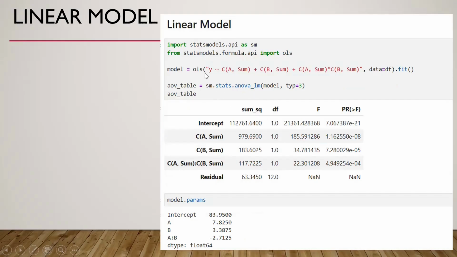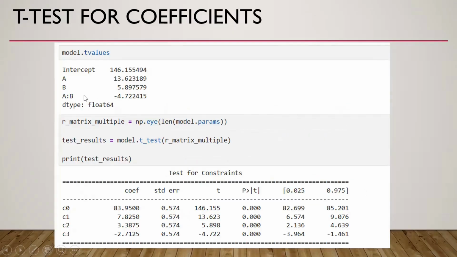So first we have fitted a linear model, and we have displayed the ANOVA here. So this is the F statistics, and these are the P values. We have also displayed the T statistics for each of the factors. And these are p-values which are all significant. So this is all for today.